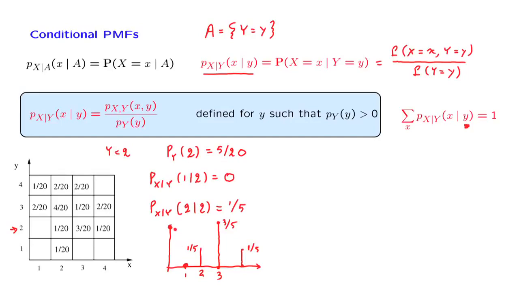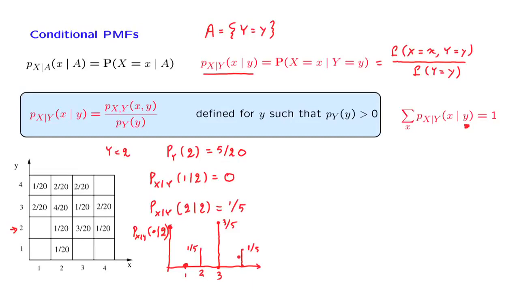So what we have plotted here is the conditional PMF. It's a PMF in the variable x, where x ranges over the possible values, but where we have fixed the value of y to be equal to 2.